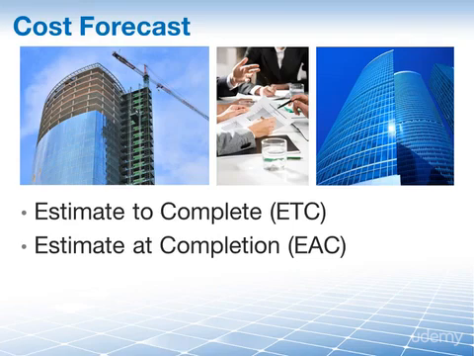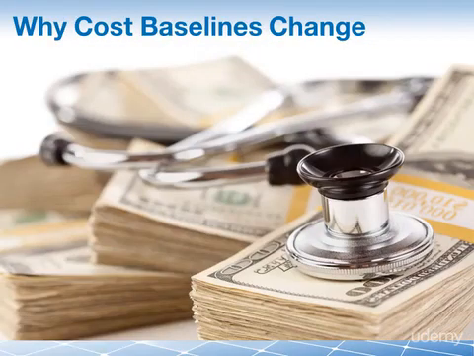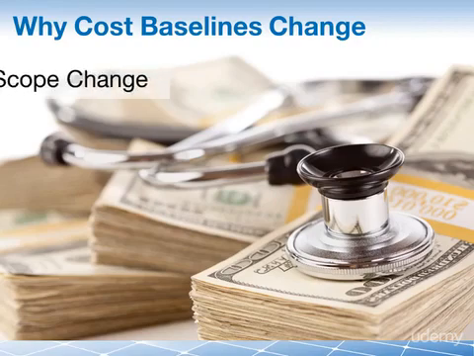So in other words, it is how much we expect the completed building will cost. And again, just as it was the case for work performance information, it is important to document and communicate cost forecasts to the stakeholders. Let's step back for a moment here and think about why the cost baseline might need to be changed. Well, a scope change is an obvious reason for a change.